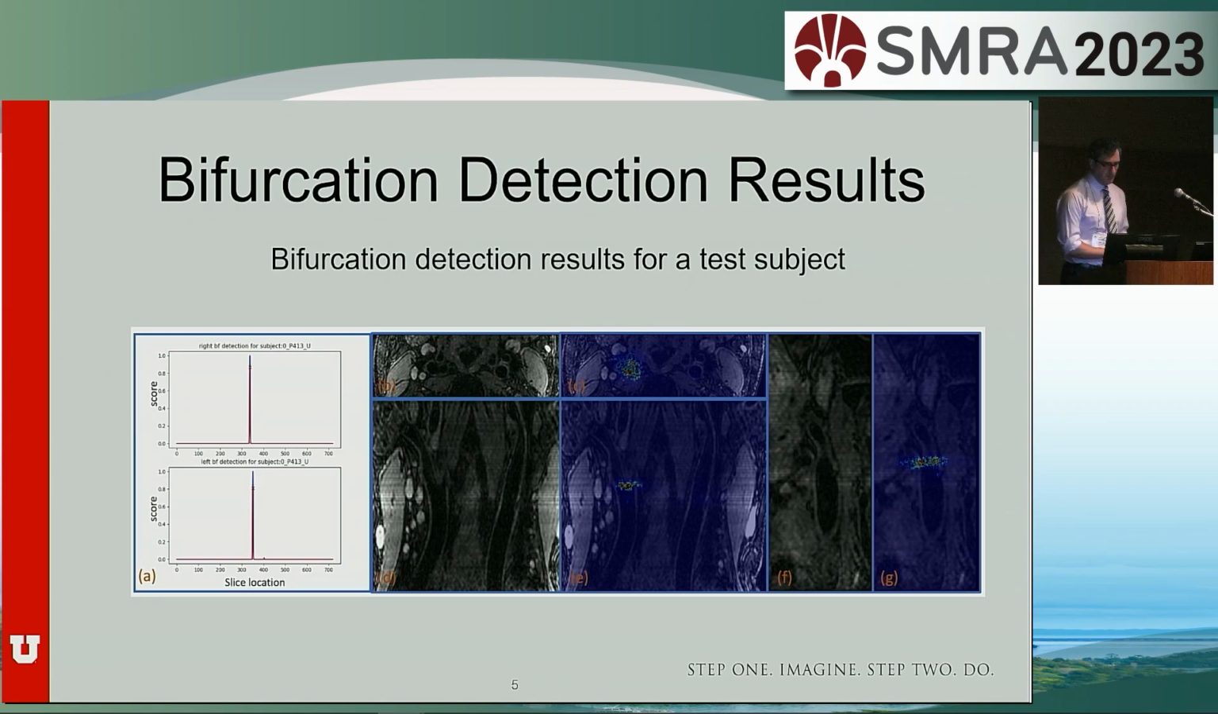Here we have a showcase for the output of the network for a testing case. On the left you see the prediction of the network and the location of the bifurcation of the left and right carotid. And on the right you see the activation maps of this bifurcation detection network. By looking at the activation map you are able to verify that the network is looking at a relevant feature to do the bifurcation detection.